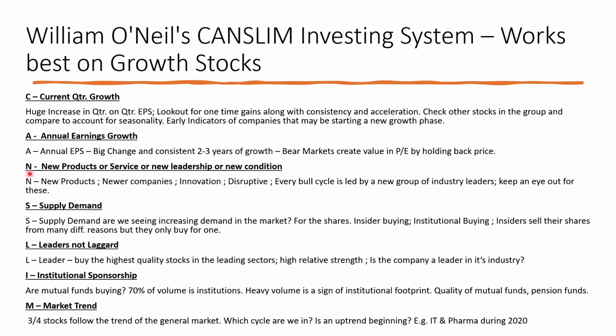Third is N, which stands for new products or services. Basically, we are looking for new leadership in the market or some new condition that puts a company in a position of advantage. So new products, newer companies, innovation, disruptive within its market space. Every bull cycle is led by such innovative companies. So you always have to keep an eye out for these.